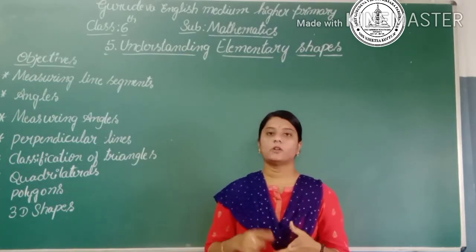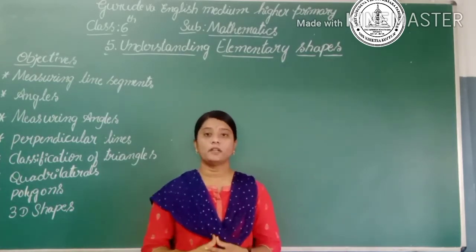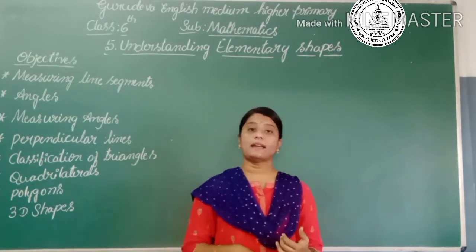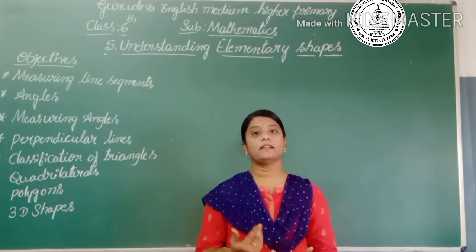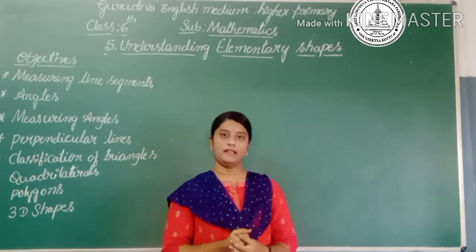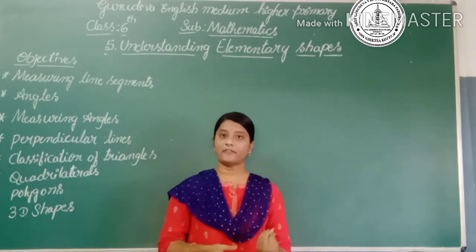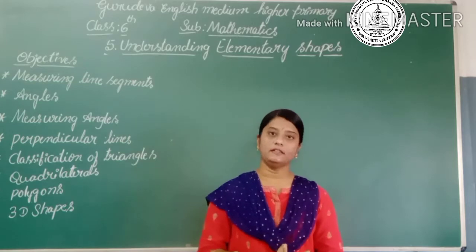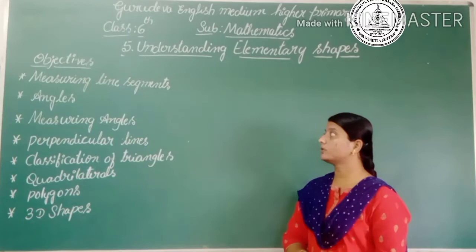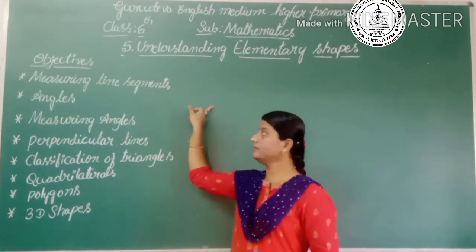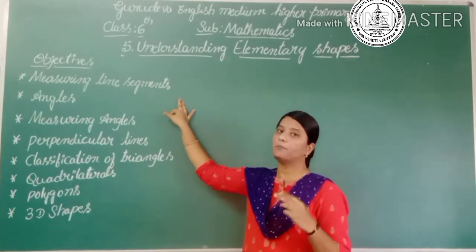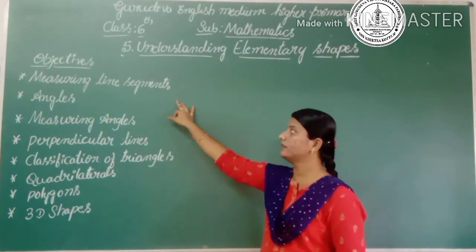We can see corners, edges, planes, open curves and closed curves. We recognize them as triangles, angles, line segments, circles, polygons and quadrilaterals. And we find that they have different sizes and measures. In this class we are going to learn about measuring line segments. In measuring line segments, we measure two line segments by three different methods.